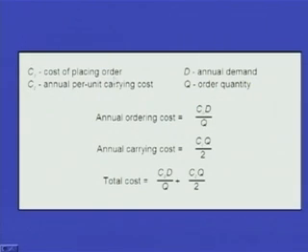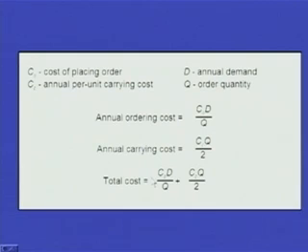Now this is the economic order quantity model. Here CO is the cost of placing an order, D is the annual demand, CC is the annual per unit carrying cost, and Q is the order quantity. As in the previous diagram, Q is whatever we are ordering. The annual ordering cost is given by CO, the cost of placing an order, multiplied by the annual demand divided by the order quantity. The annual carrying cost is given by the carrying cost, which is per unit annually, multiplied by the total quantity, averaged out by dividing by 2.